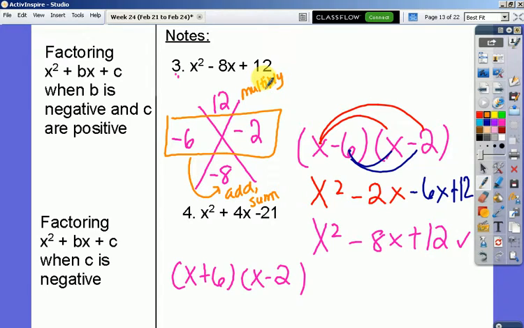Okay. Questions on factoring so far? You think you got it? Okay. You can try the next one on your own if you want to. I'm going to go ahead and show it on the board here.